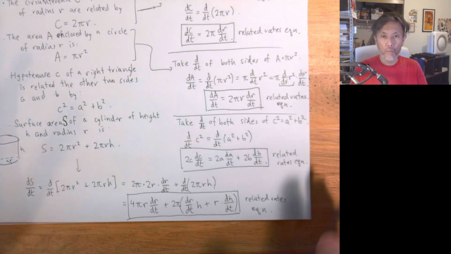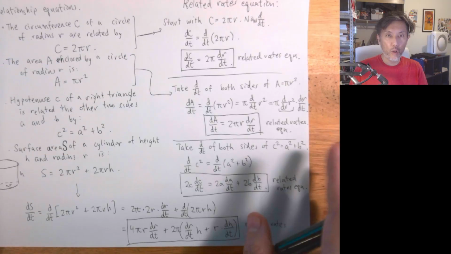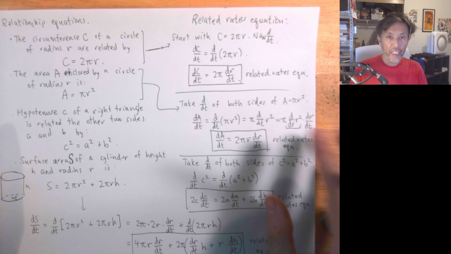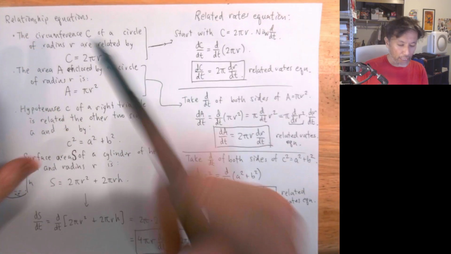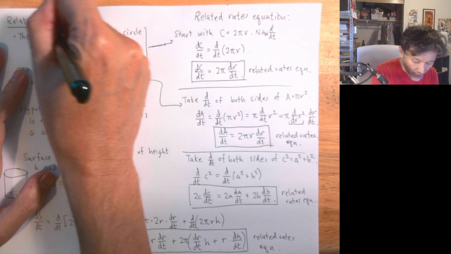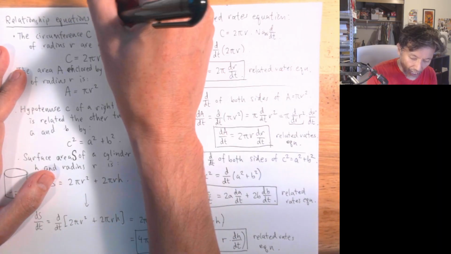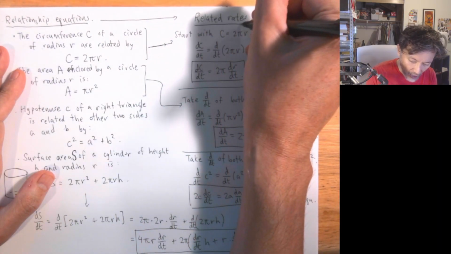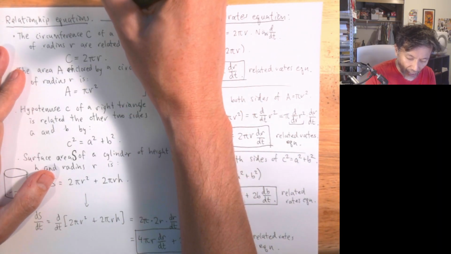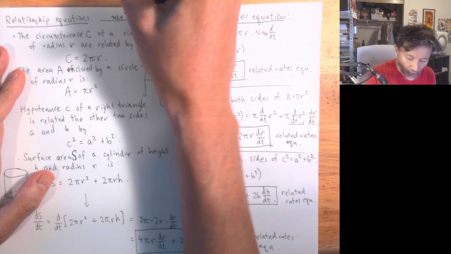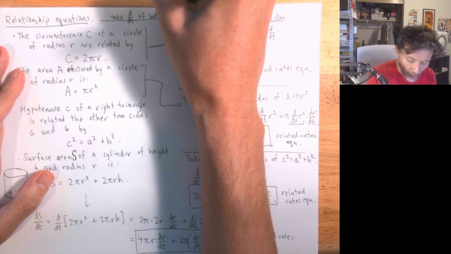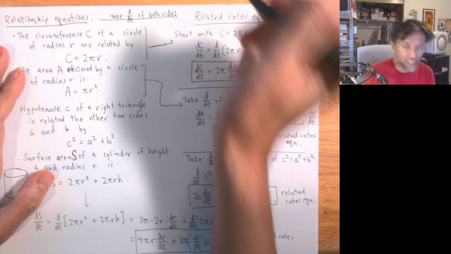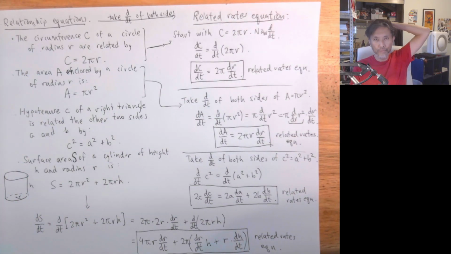That's the game for finding what we're going to be calling the related rates equation from the relationship equation. The basic process is that you start with a relationship equation, and essentially you get to a related rates equation by taking d/dt of both sides. That's typically how that's going to be done.